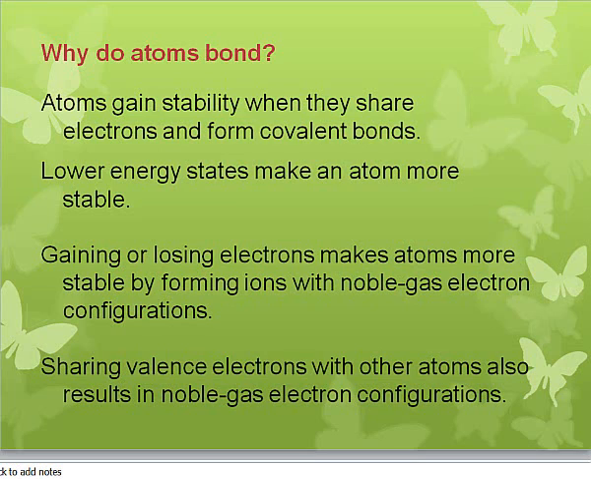So when we're talking about covalent bonds, we're talking about stability gaining, and these atoms are sharing electrons. They are at a lower energy state when they share electrons, and it makes them more stable. So gaining or losing electrons makes atoms more stable because we form ions that have noble gas electron configurations. And remember, sharing valence electrons with other atoms also results in a noble gas electron configuration.